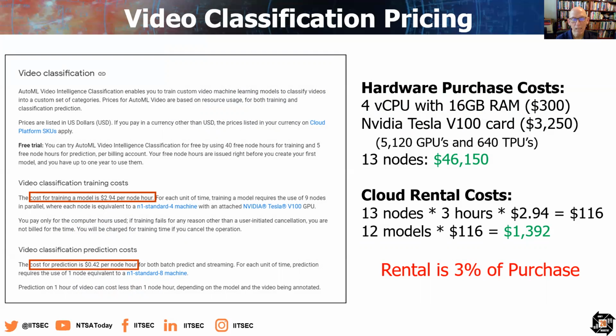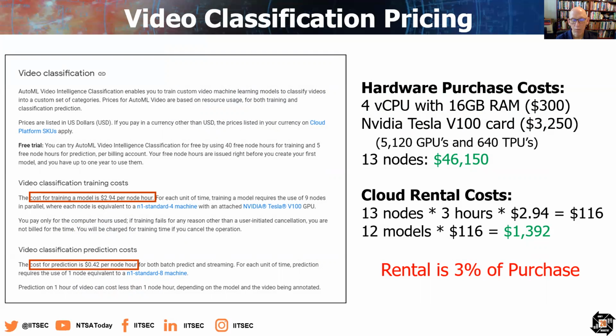The purchase price of 13 of those is $46,000. Running those in the cloud, or essentially renting those from Google, it cost us just over $1,300 to do the job. So for one experiment, the rental price was 3% of what the purchase price would have been.